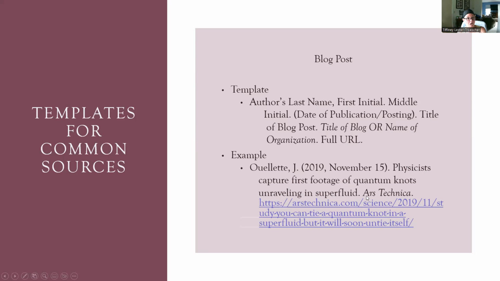What is the name of this blog? The title of the blog, it's not part of an organization. It is a blog. So when you go to this site, it is just a blog. The title of the blog, the whole thing, is Ars Technica. So I put that in italics, then a period, and then the full URL. So if I were to click on this link, it wouldn't take me to Ars Technica's homepage. It would take me straight to the part of their website where this blog can be read, this specific post, right?